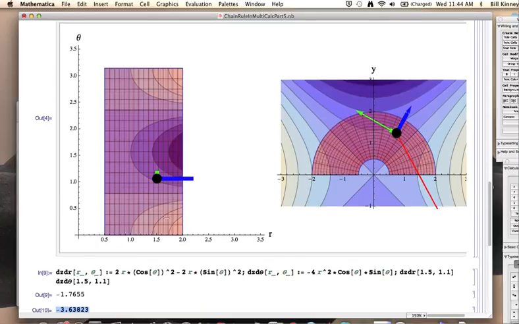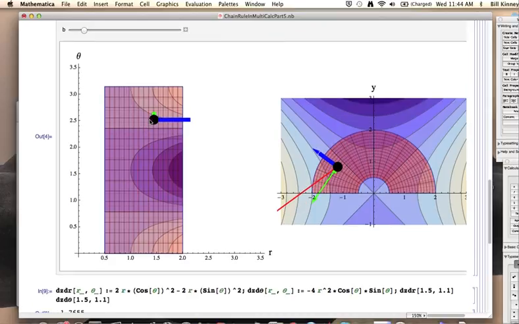Let's pick one more point. Let me go up here. By the way, you can think about these rates of change in the graph on the left as well. You can see that if you're at this point in the graph on the left and you increase r a little bit, now it looks like the derivative is positive, and it looks like this derivative is also positive if you increase theta. And that's confirmed now by looking at this graph.